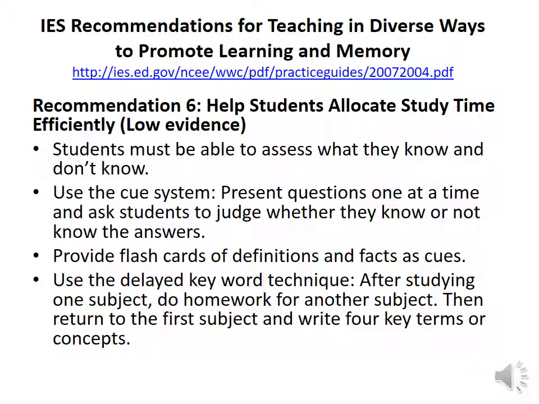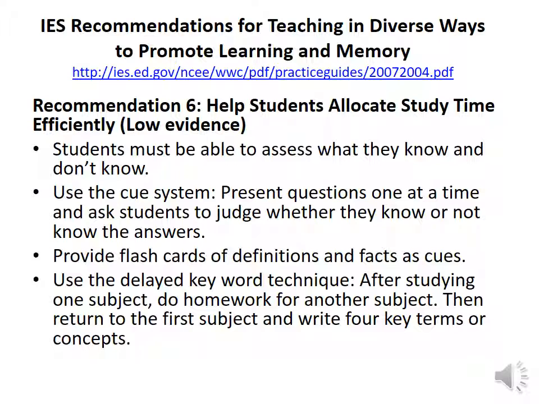Recommendation 6. Help students allocate study time efficiently. And there is low evidence that shows that this works. Students must be able to assess what they know and what they don't know. Use the cue system. Present questions one at a time and ask students to judge whether they know or not know the answers. Provide flashcards of definitions and facts as cues.